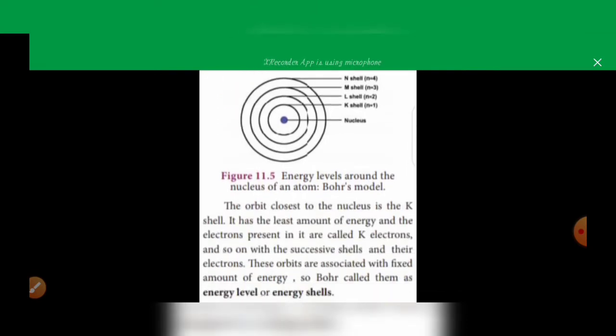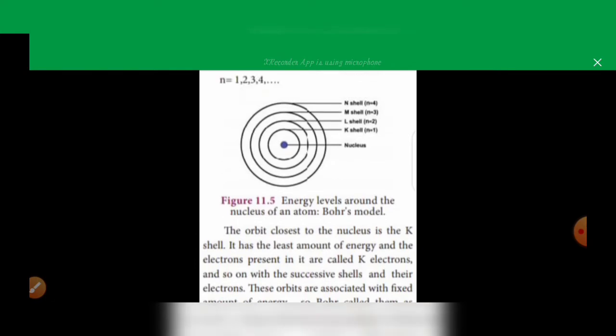Okay, the orbit closest to the nucleus is the K shell. It has the least amount of energy, and the electrons present in it are called K electrons, and so on for the successive shells and their electrons. These orbits are associated with a fixed amount of energy, so Bohr calls them energy levels or energy shells.